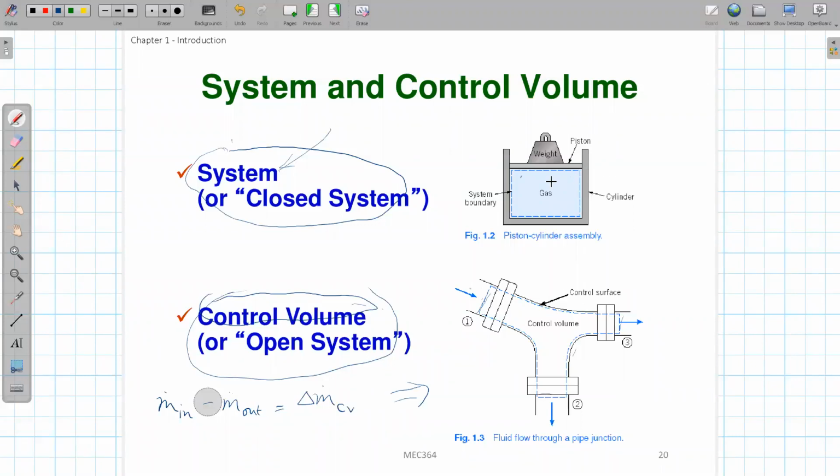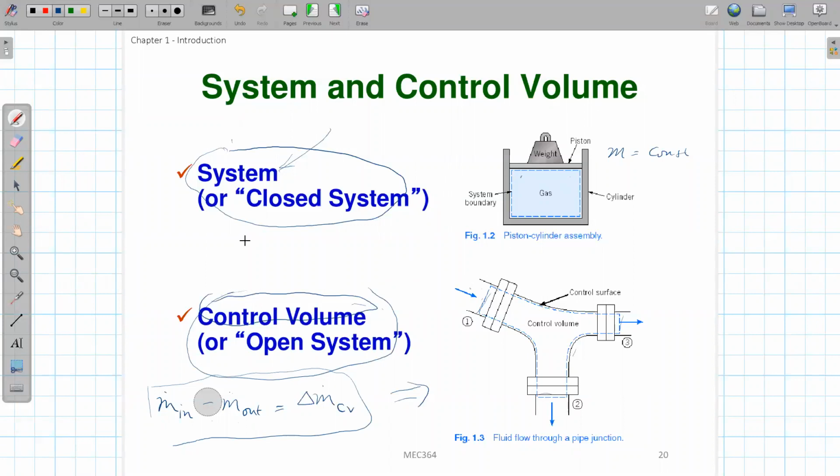And in this way, in the system, if we want to apply the conservation of mass, that will be very simple. M equals constant, that's it, because there's no flow in, no flow out. But in the open system, like the control volume, the form of the conservation of mass will be: the mass you flow in minus the mass you flow out will be the increase of the mass inside the system. Okay, so this is the difference between these two concepts, the system and the control volume.